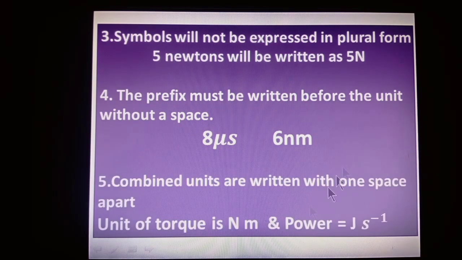Next point, combined units are written with one space apart. Students, sometimes we write a combined unit at the end of a quantity. For example, the unit of torque is newton meter. Newton for force, meter for moment arm or distance, length. So there are two units combined, newton and meter. They should be one space apart. For example, the power unit is joules per second. They should be one space apart.